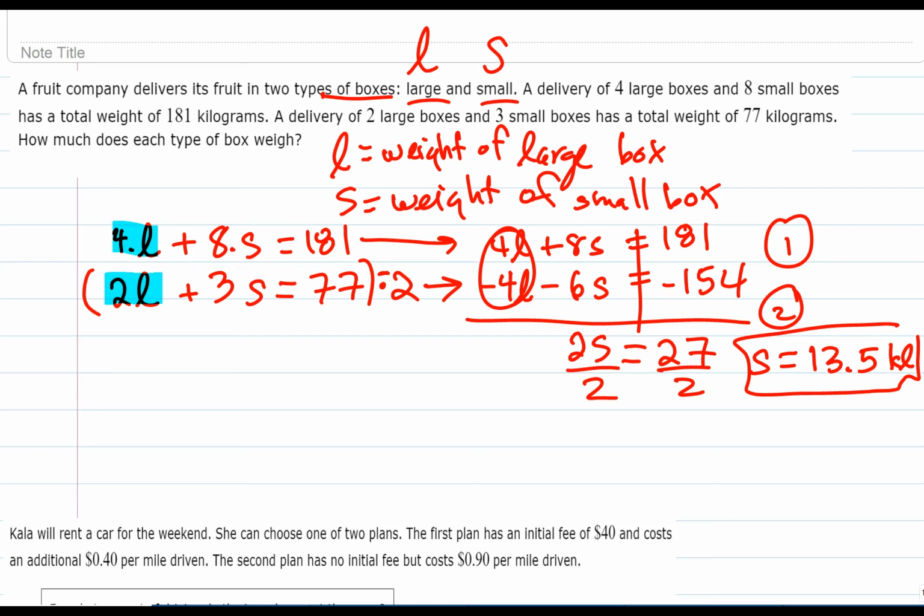Did we actually answer the entire question? Because they wanted to know how much was in each. And we got small. I still need, so what's our step 3? Substitution means I'm going to take this 13.5 and stick it in place of S somewhere in one of the original equations. I'm going to plug it in for S.